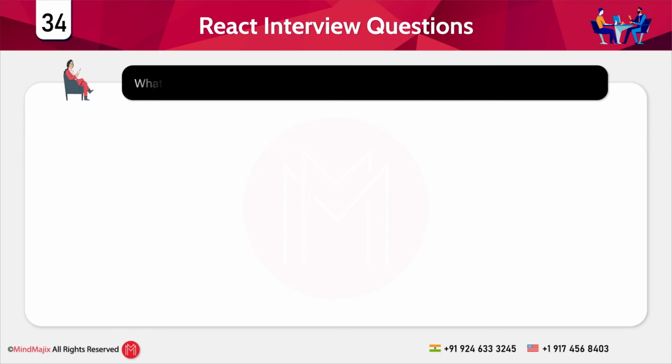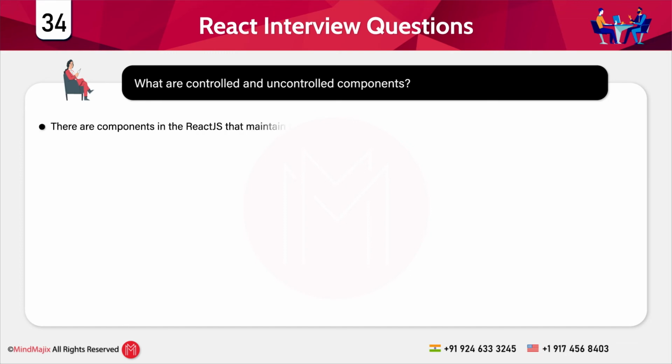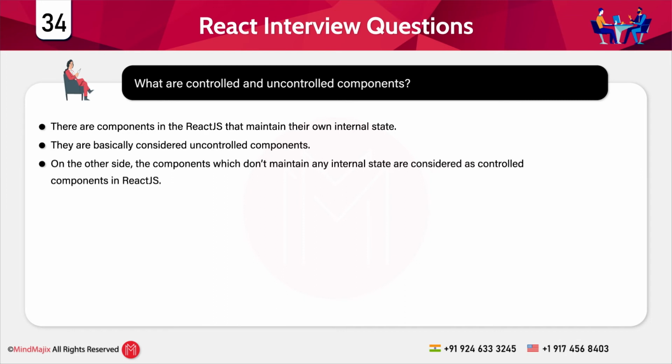The next question is, what are controlled components and uncontrolled components? There are components in ReactJS that maintain their own internal state. So they are basically considered uncontrolled components. On the other side, the components which don't maintain any internal state are considered controlled components in React. So controlled components can be easily controlled by several methods. Most of the React components are controlled components.